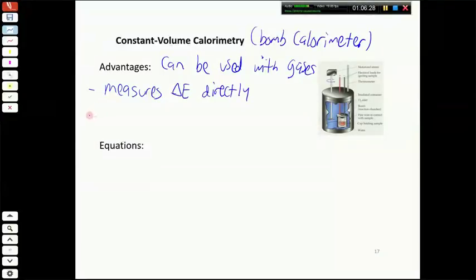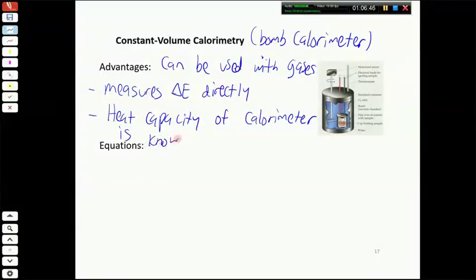And the other advantage of a constant volume calorimeter is that the heat capacity of the calorimeter is usually known more precisely. And that's because it's a totally sealed system. We don't have to worry about gases or heat escaping through the vent that we have to use to keep the system at constant pressure. So this is a totally hermetically sealed system, no way for heat to get into or out of it. And so we can measure heat capacities and changes in temperature much more precisely.